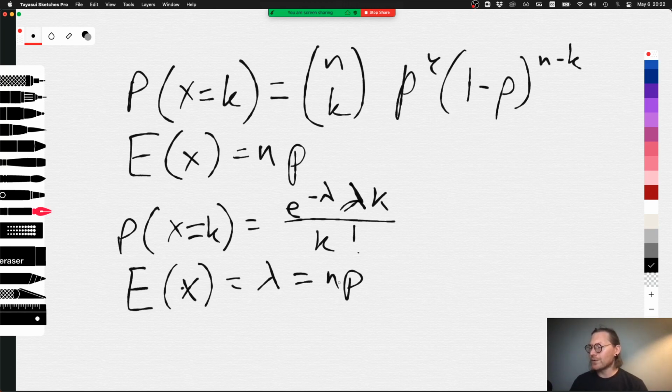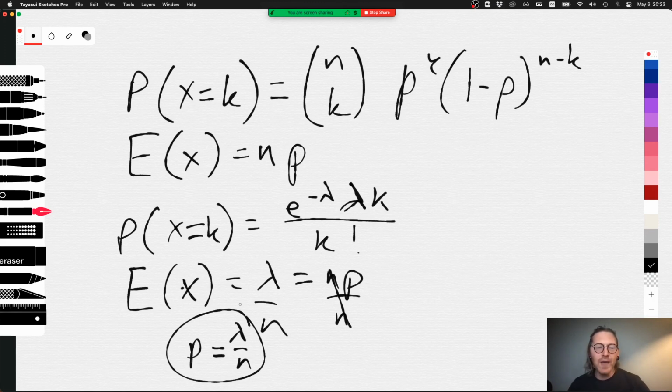We can turn this around a little bit. We can say if lambda is n times p, then what happens if we get p by itself? We divide both sides by n, and we can see that the probability p is actually equal to lambda over n.